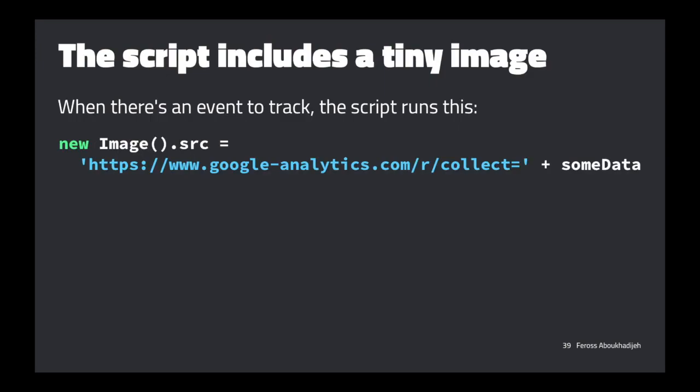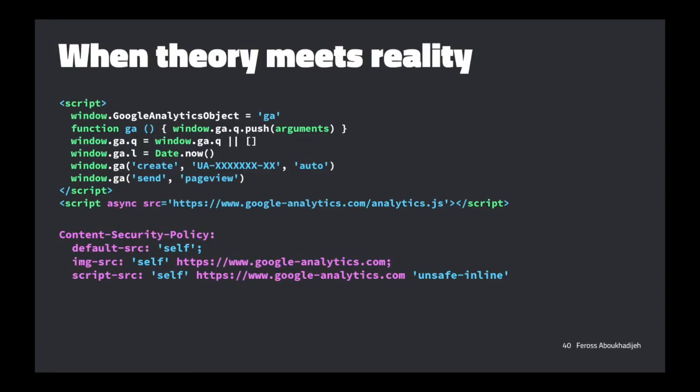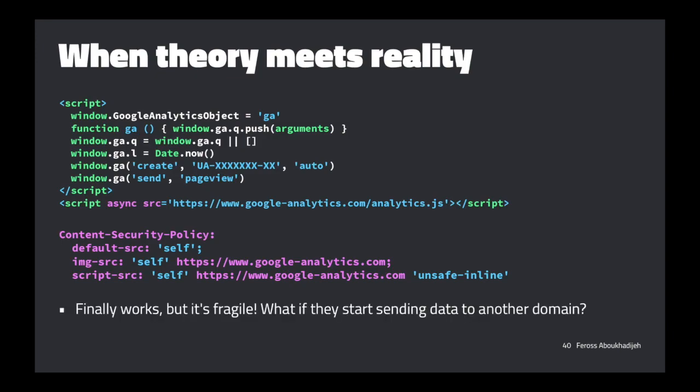So this is the code they're running internally. They're making an image that points to Google Analytics / whatever collect equals some data that they're collecting, right? So we need to now say, OK, fine, you can load images from Google Analytics. OK. This works, but it seems kind of fragile. We're making our policy dependent upon what the code in here is going to do. And if Google decides to change what this script does or what domain it talks to, then we've broken it. So it's not ideal.